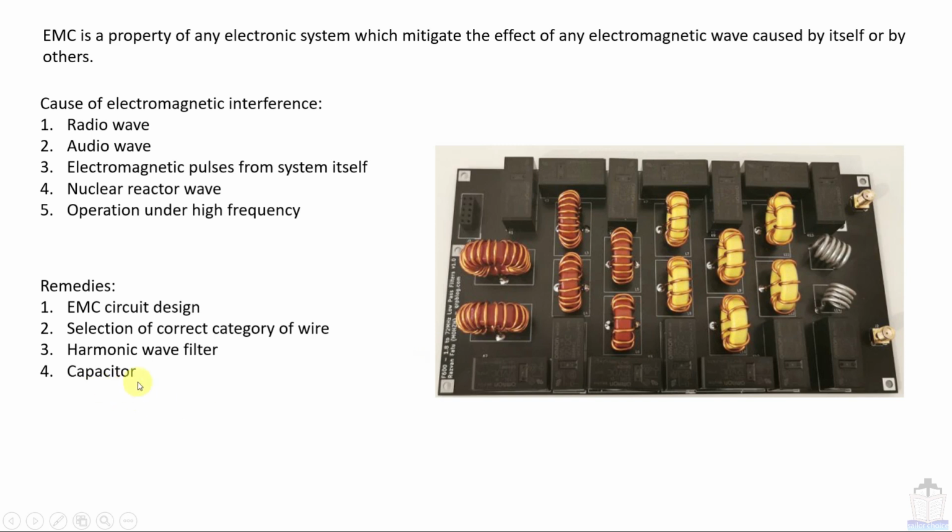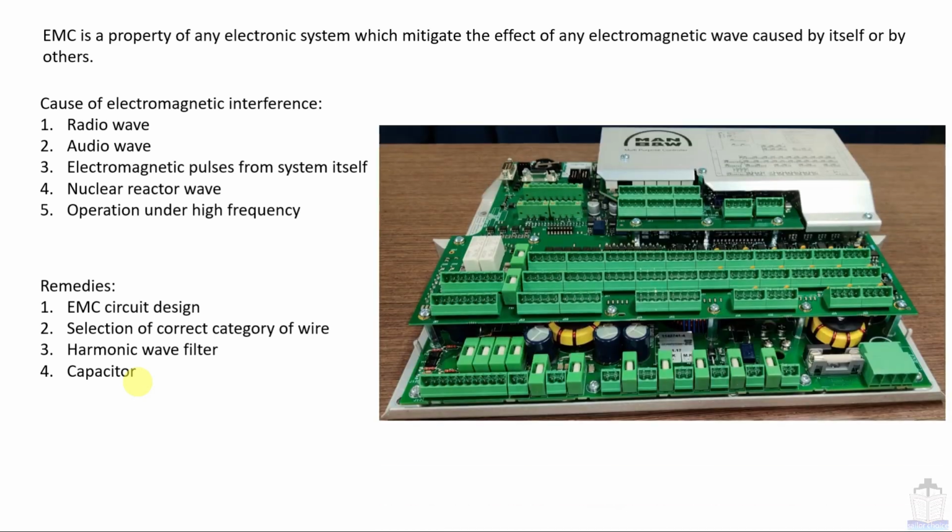So next is the capacitor. A capacitor also acts as a filter which bypasses some unwanted waves and allows only what is required to pass. Now here you can see that capacitors are installed at so many places. These yellow parts are nothing but capacitors. Okay. Next is earthing of the cable. This is very important, and now we are going to see this earthing of the cable in detail.